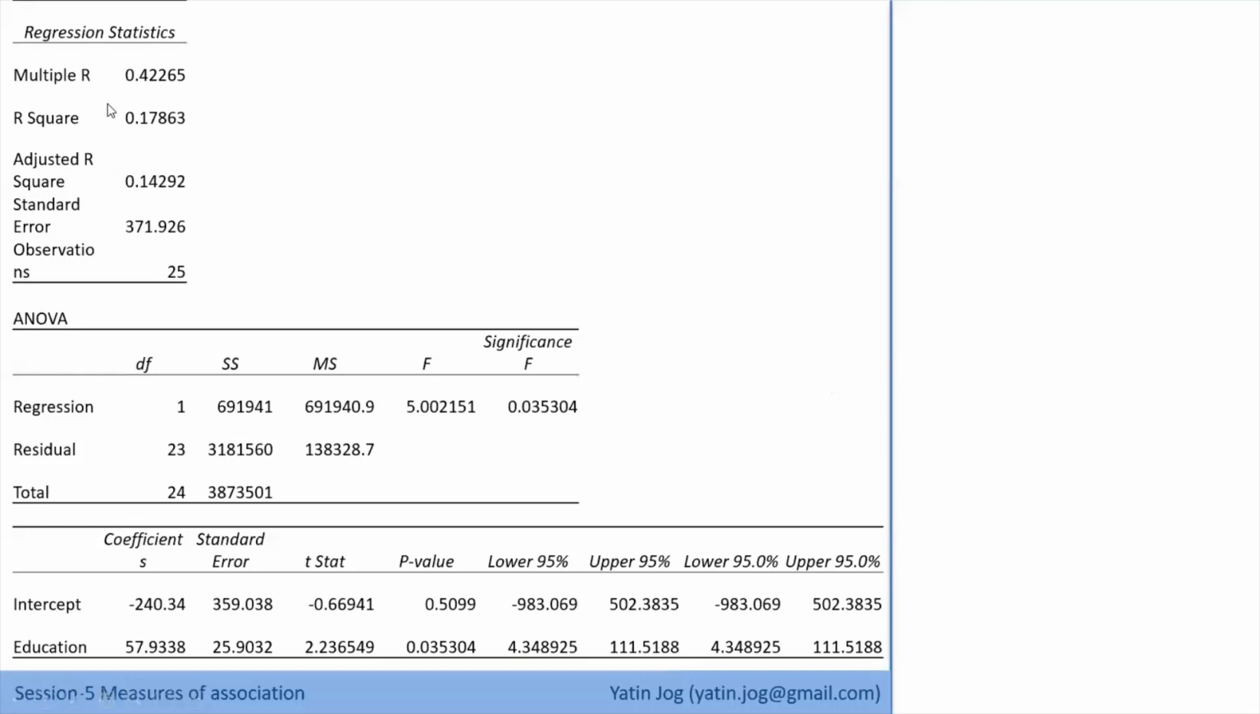This is the output we discussed in yesterday's session. R square was 0.17, adjusted R square was 0.14, standard error is 371, and this is the ANOVA output which we are going to discuss from Monday. And this is the coefficient table. The coefficient b is minus 240, and the coefficient of x is 57.93.